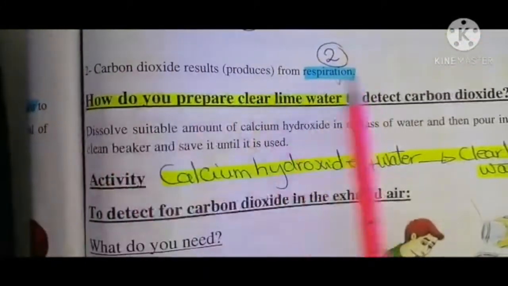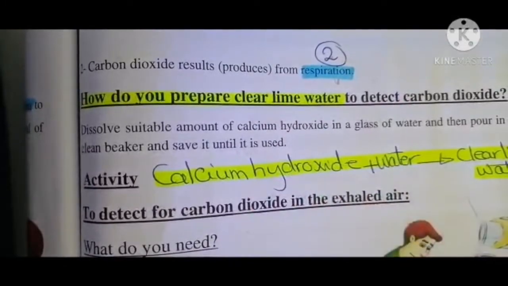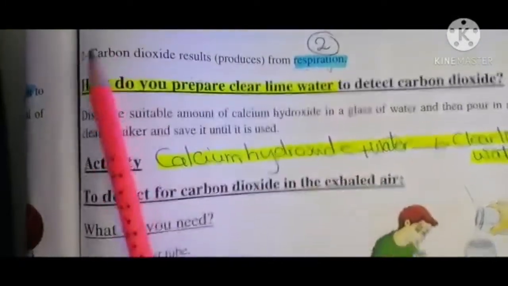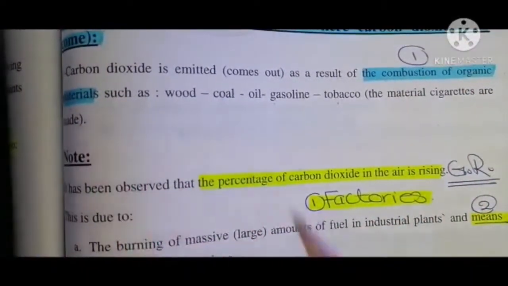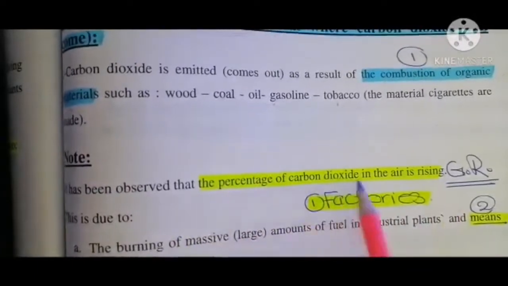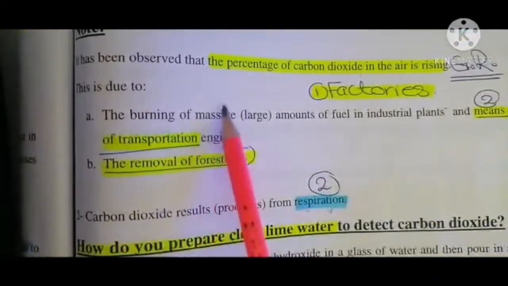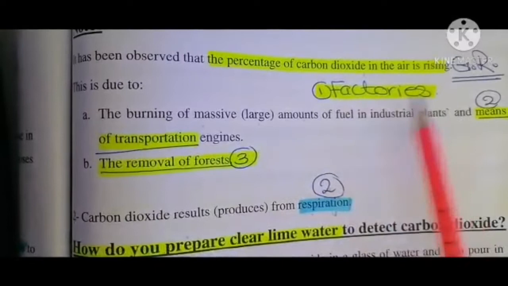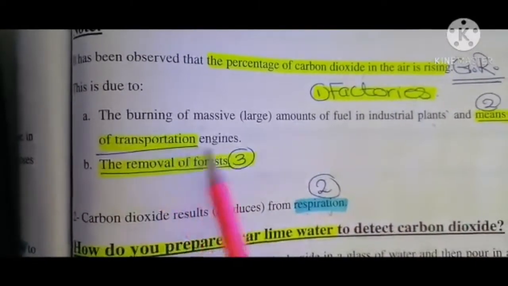Number two is from the respiration. I have two resources for the carbon dioxide. Number one, the respiration, and number two, the combustion of organic material. The increase in the percentage of carbon dioxide, from where does it come? It comes from the pollution. Pollution of what? Burning of massive, meaning large amounts of fuel in industrial plants or in the factories, and means of transportation engines.